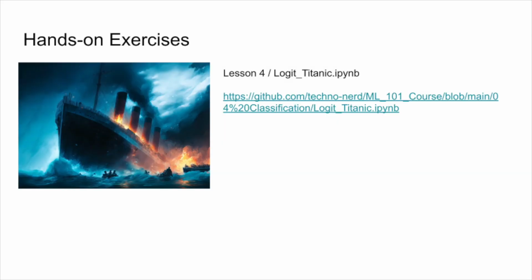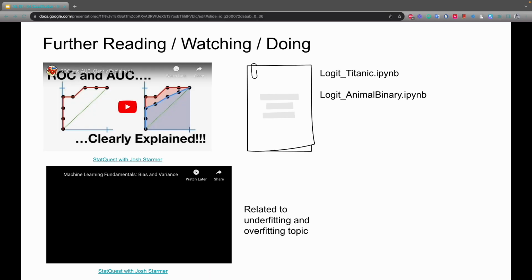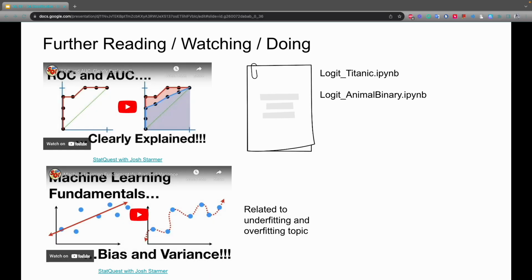For this lesson's exercise, check out logit_titanic.ipynb. The model we will train here looks at predicting whether someone would survive the sinking of the Titanic or not. The link to the repo can be found in the description below. To learn more, check out these videos about ROC, AUC, bias, and variance. The hands-on exercise can be found in the repo linked in the description. It is about predicting whether someone would survive the sinking of the Titanic or not.